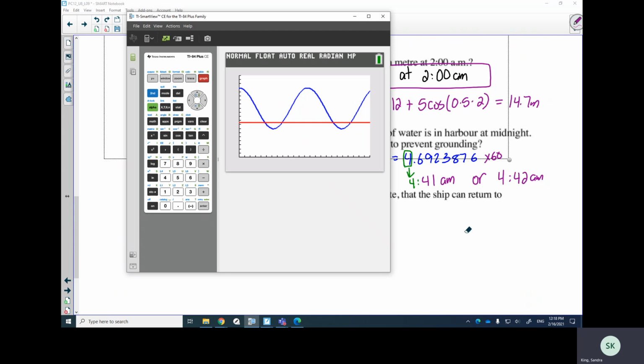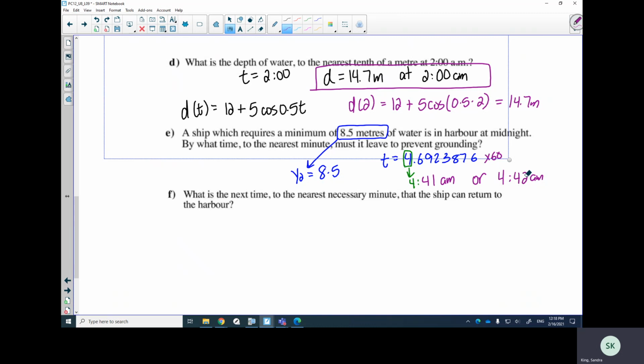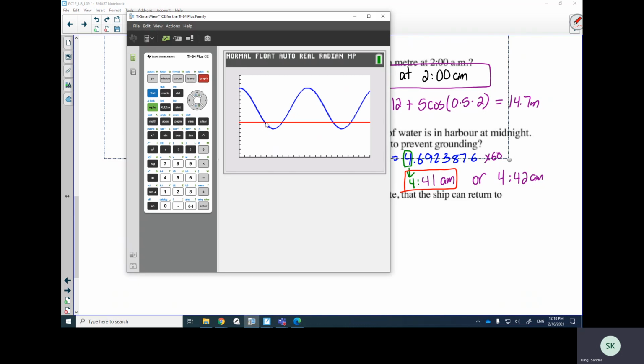4:41 is your answer. So rounding rules, students want to box this one in, but it doesn't make sense, right? He would have to leave just before, which would be that time there. Then what part F says, what is the next time to the nearest minute the ship can return to harbor? So going back to my calculator, here's where he has to leave. He's got to go out to sea here. It's too shallow here. They want to know when can he come back. He can come back here.